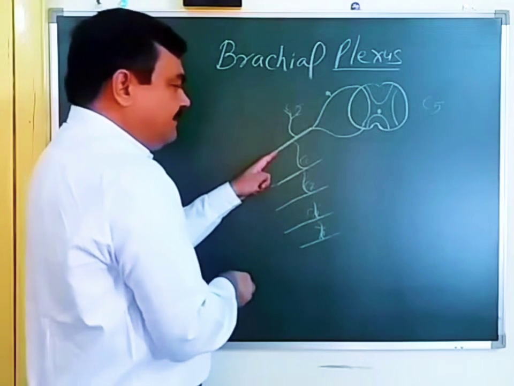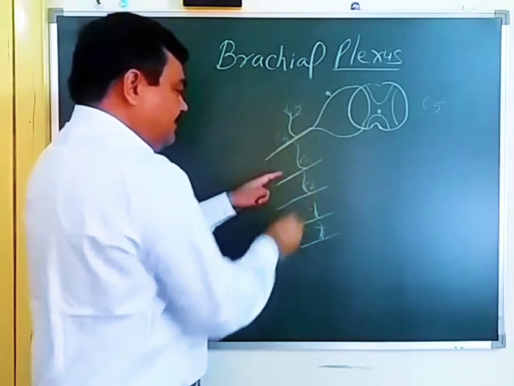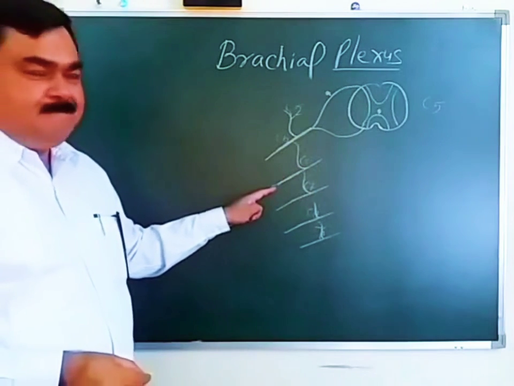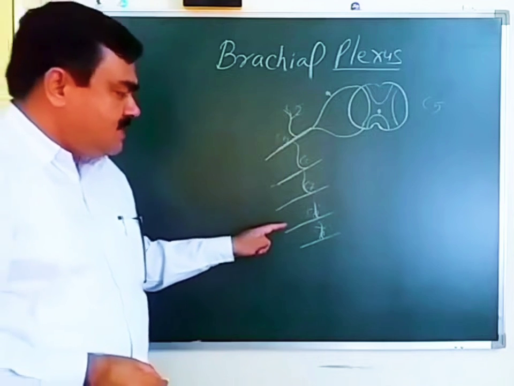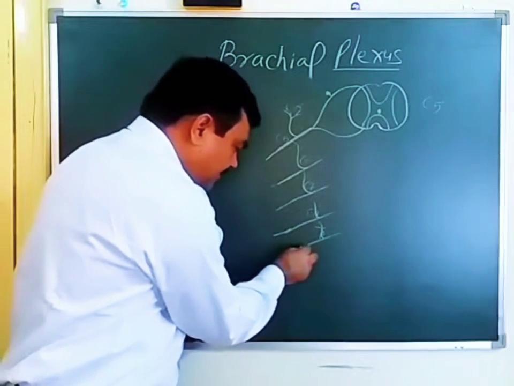This is the ventral ramus of C5. This is the ventral ramus of C6. This is the ventral ramus of C7. This is the ventral ramus of C8. Ventral ramus of T1.